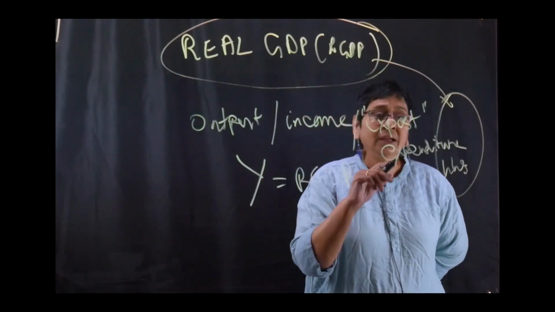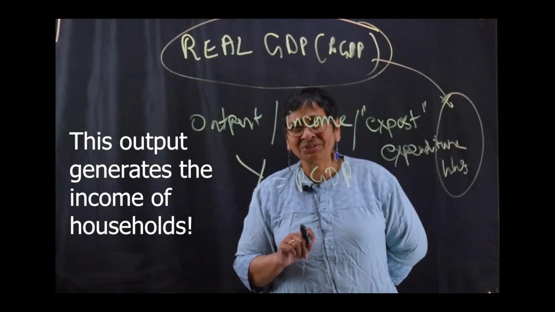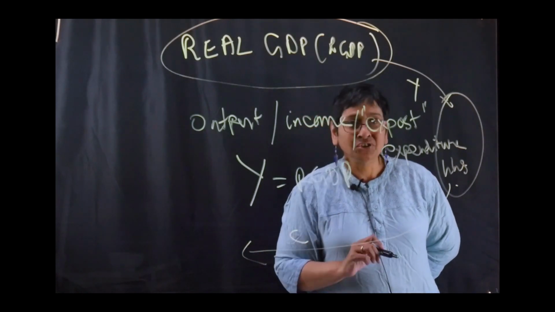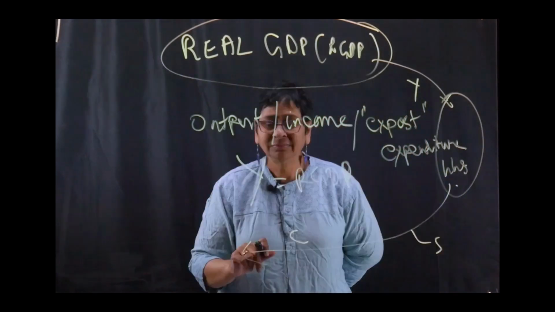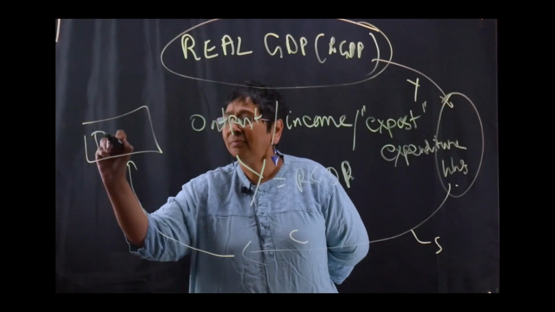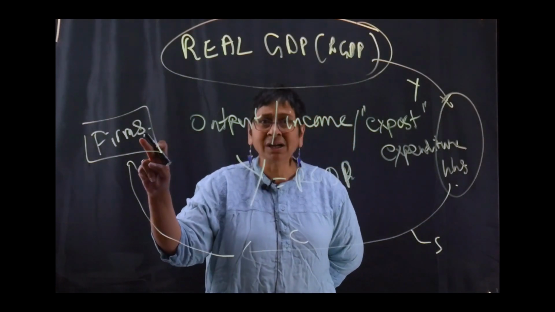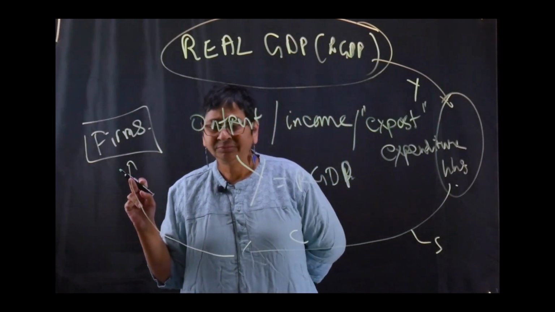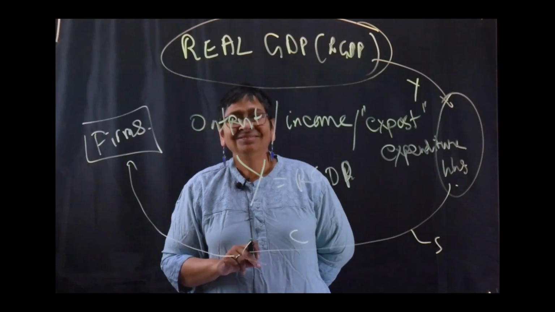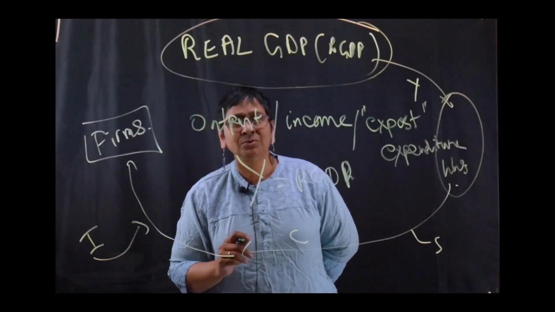Right? This output generates the income of households. Households use this income, they either consume or they save. Spending by households becomes revenue for firms. Firms themselves are also doing purchasing. And the firm's purchases I'm going to call investment. That's what I'm using I for.